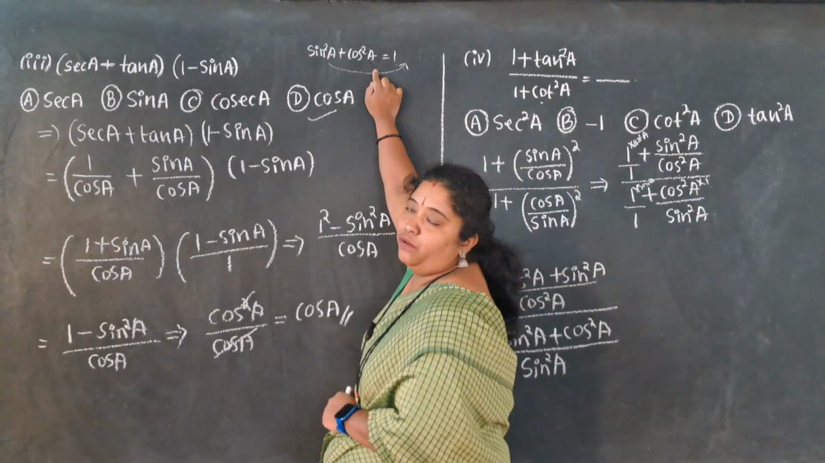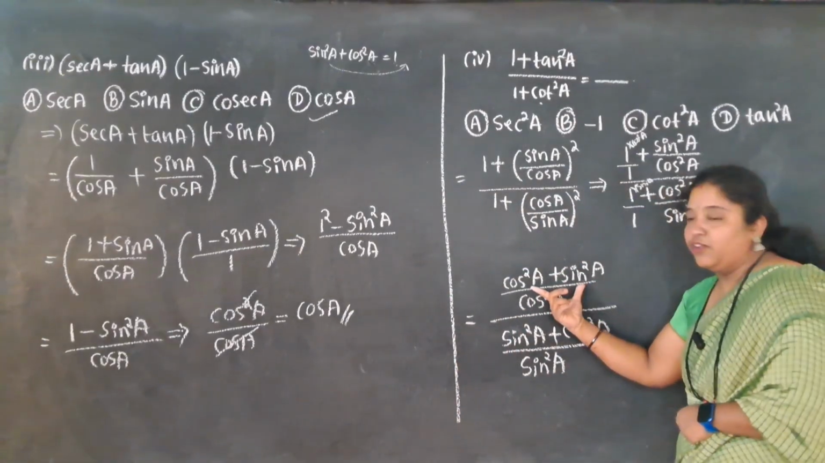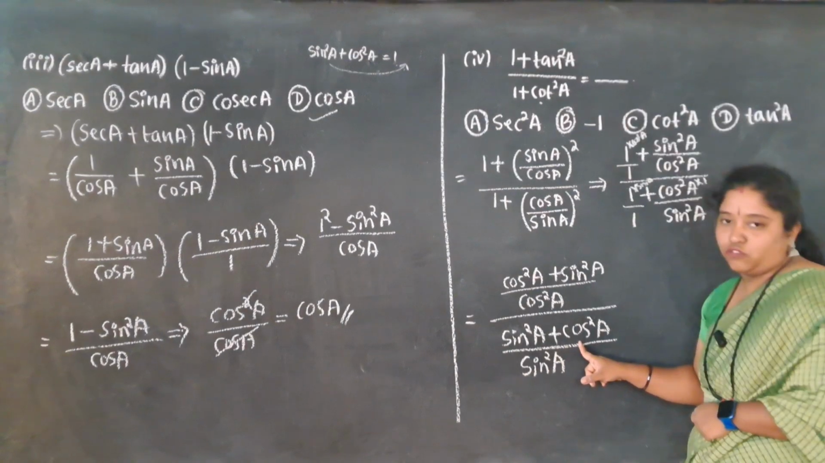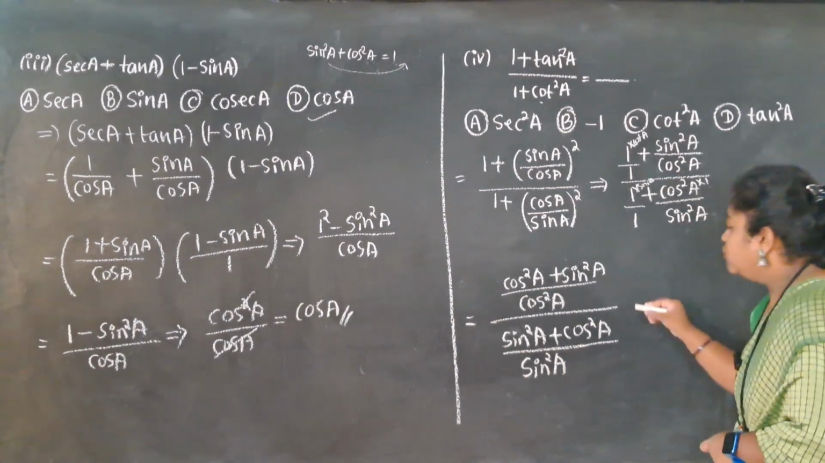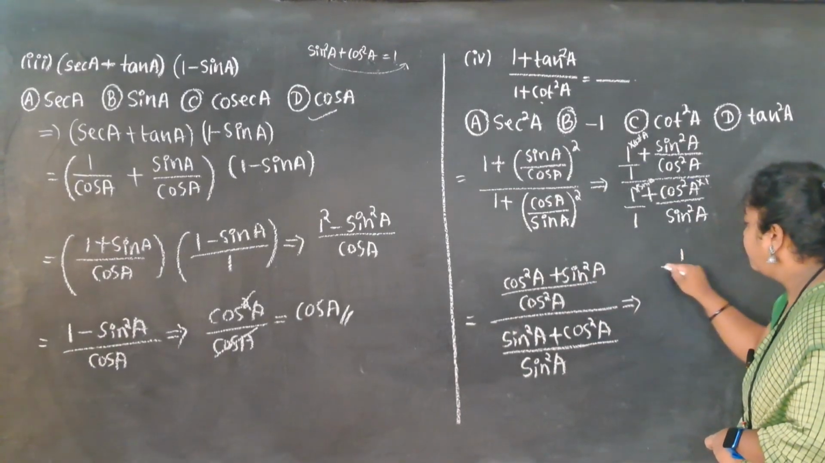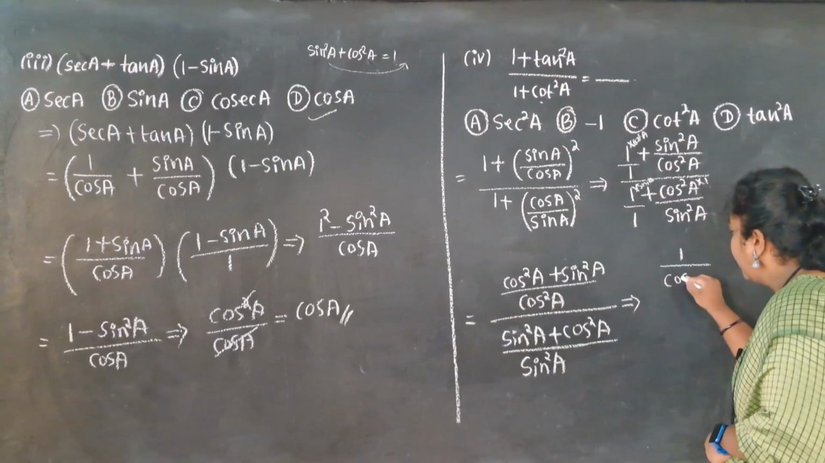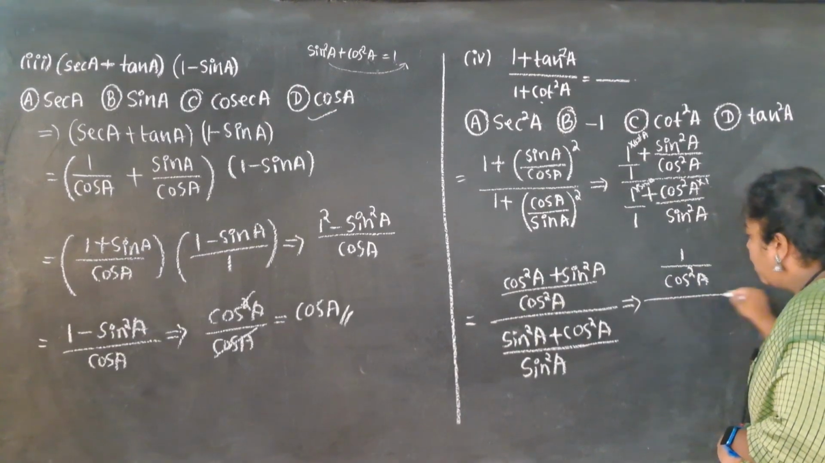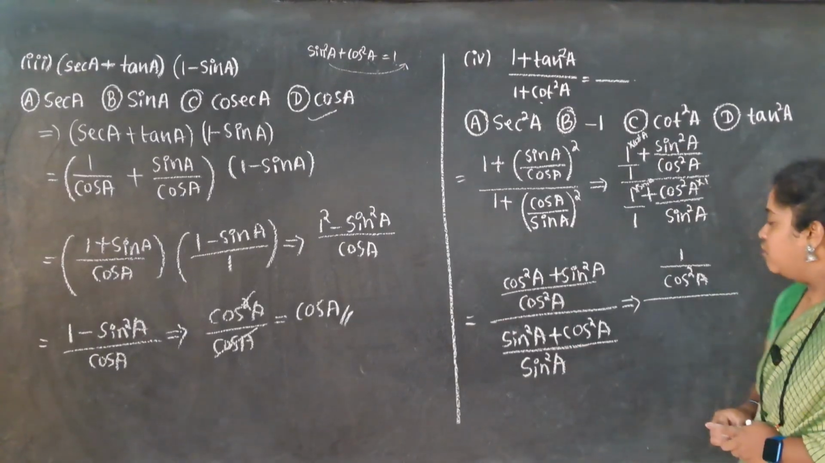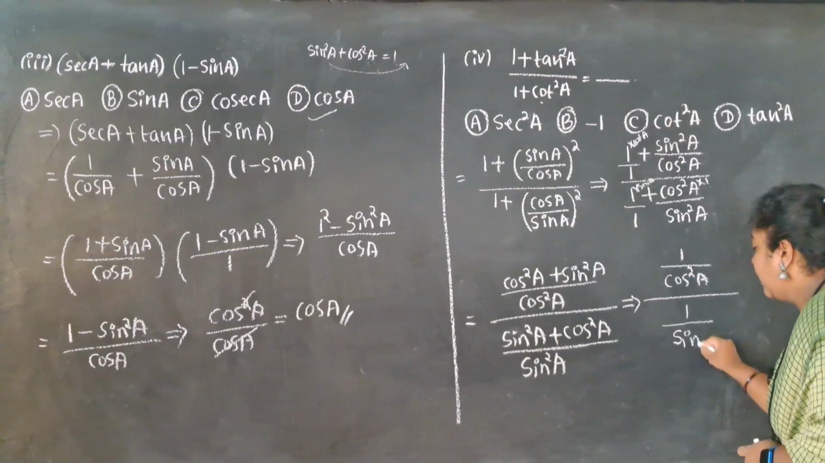This is the one you need to remember: sine square a plus cos square a is equal to 1. Look at the numerator part. We have cos square a plus sine square a equal to 1. Here also we have cos square a plus sine square a equal to 1. So after simplifying, instead of cos square a plus sine square a, I am getting 1 divided by cos square a, whole divided by, again here also I have sine square a plus cos square a, which is equal to 1 divided by sine square a.